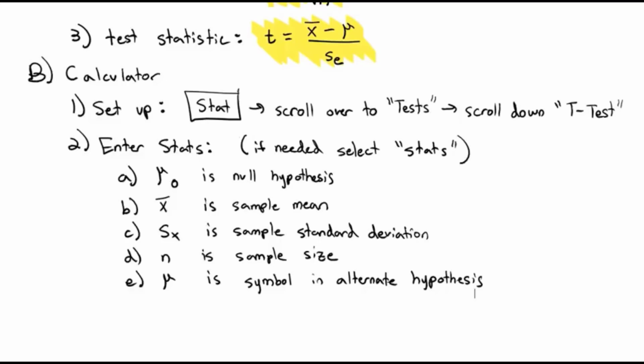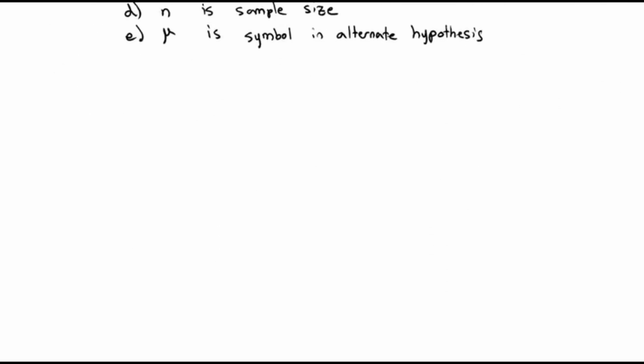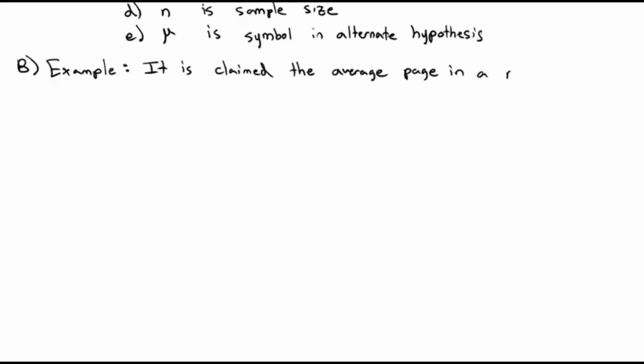I'll show you how this process looks on the calculator, but it really helps to have an example. So let's do that. Let's build an example. It is claimed the average page in a novel has 275 words per page.